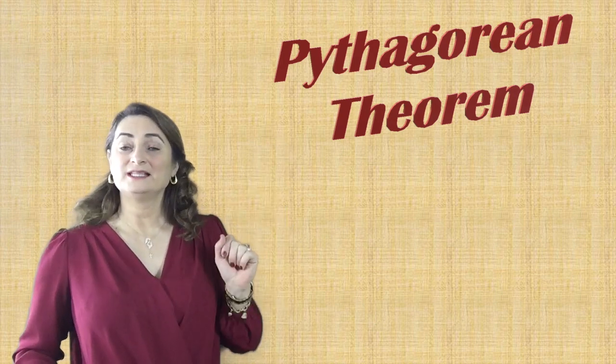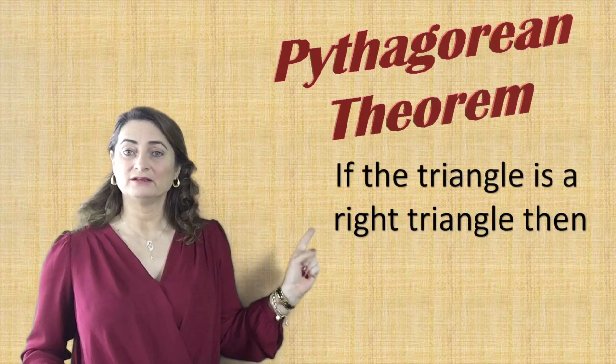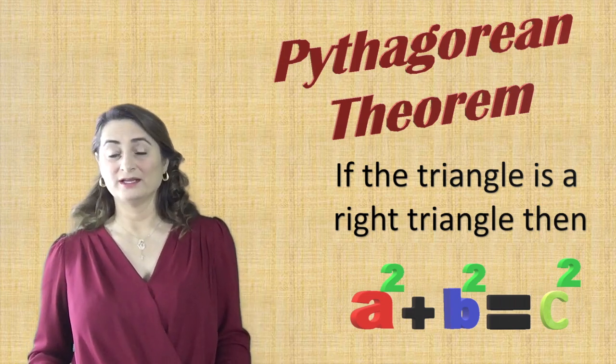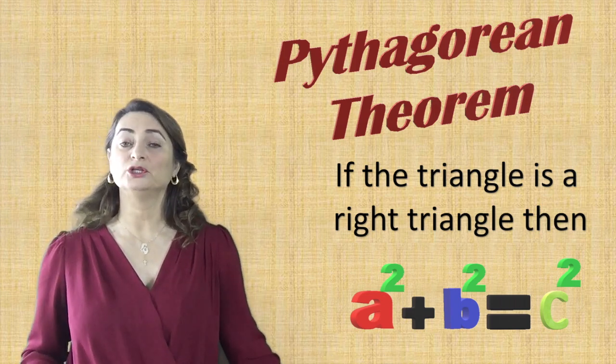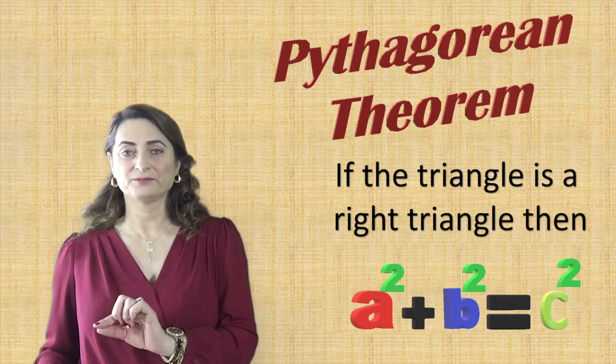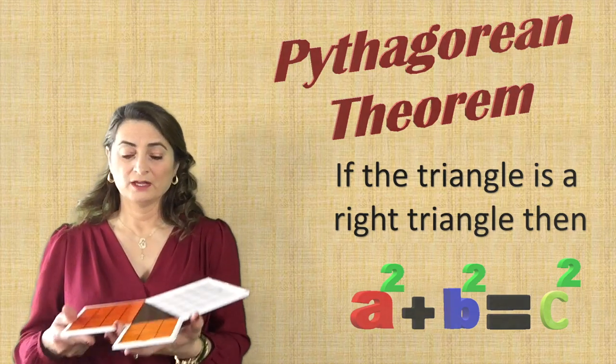Wagid's math class. Remember last time we talked about the Pythagorean theorem that says if you have a right triangle, then a squared plus b squared equals c squared. This is the Pythagorean theorem that we use to find the missing side of a right triangle. Here's how we proved it.